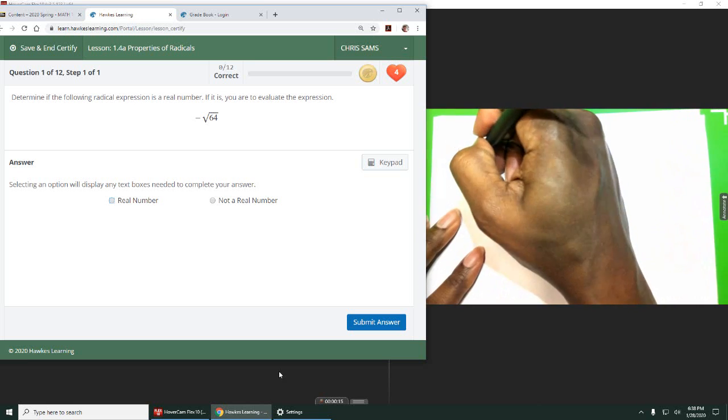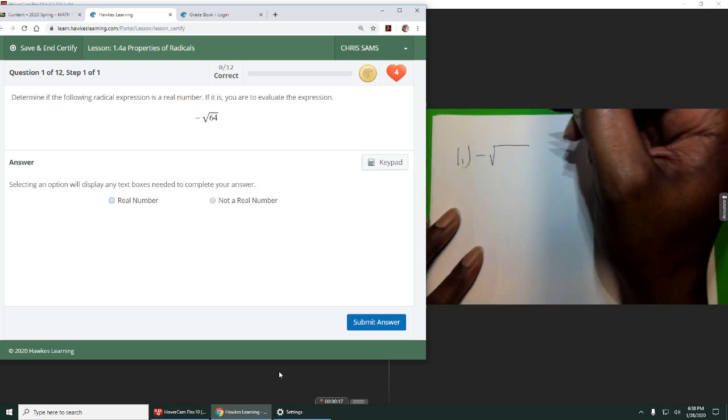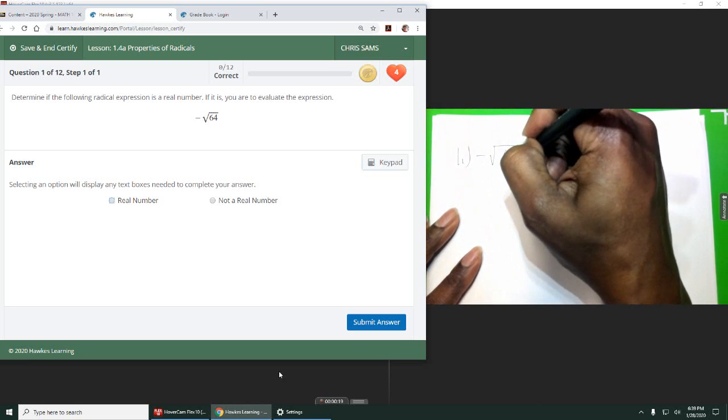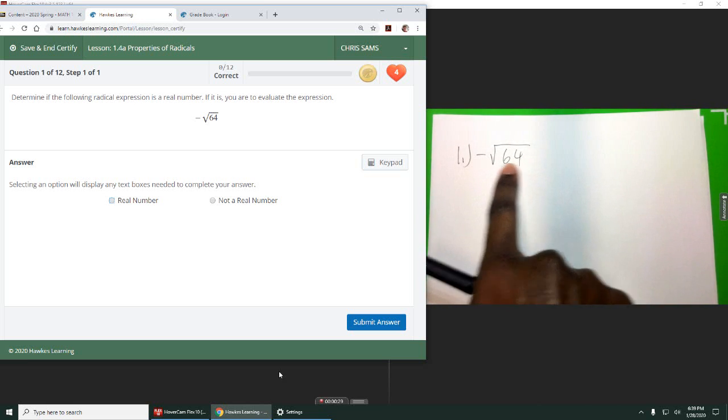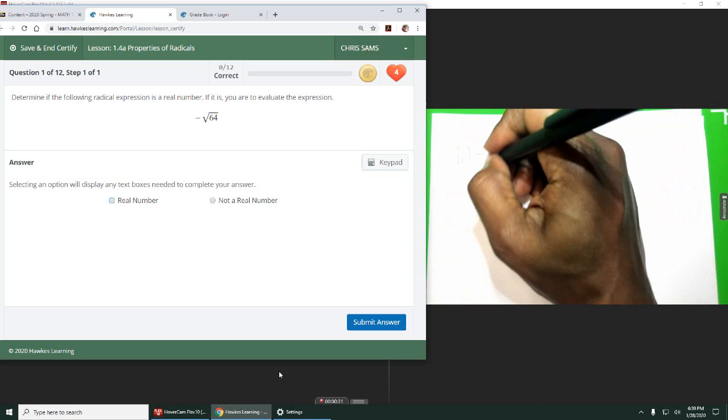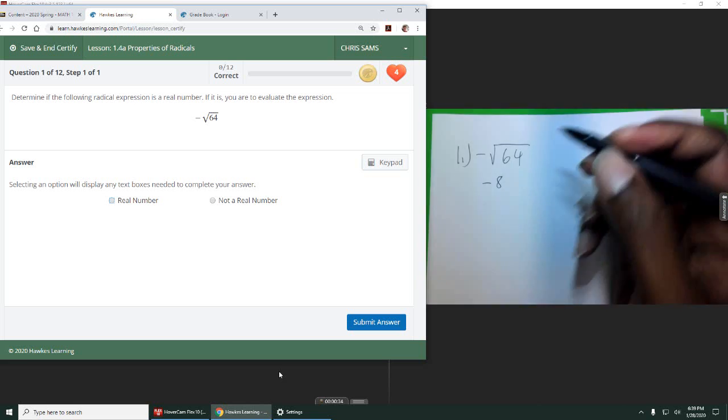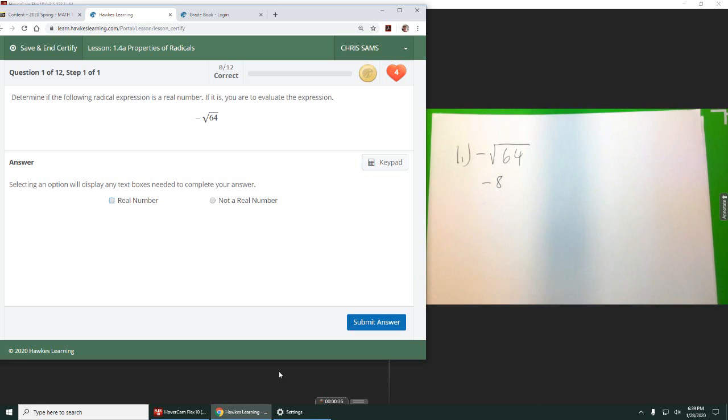We have the negative on the outside of the square root symbol, and then we have 64 underneath. And we want to know, is this a real number? Okay. It says evaluate to figure it out. And so we can do the square root of 64. It is a perfect square, so we just get 8, and the negative is still on the outside. And so we do see that negative 8 is a real number.